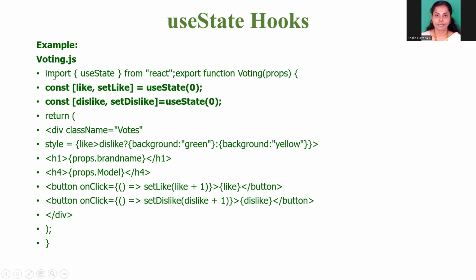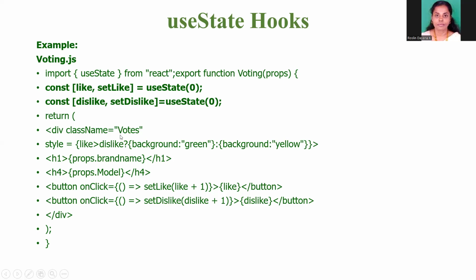Another example for useState. Here the file name is voting.javascript file. So here we are importing useState from the React library. The function name is Voting and the values set here are like and dislike. Initially, the like value is 0. Using useState, it is set as value 0. And the dislike variable also has its value set as 0. So they are of type constant.